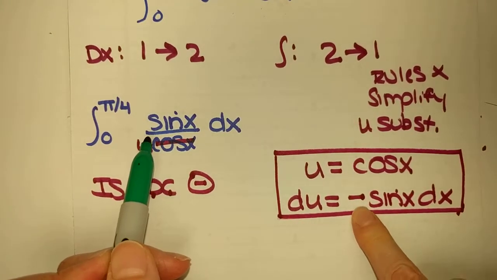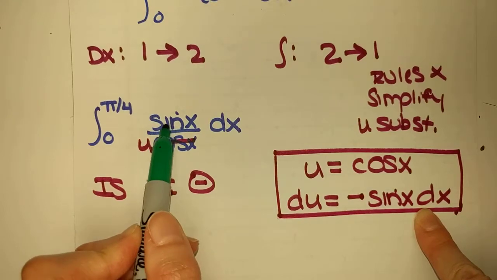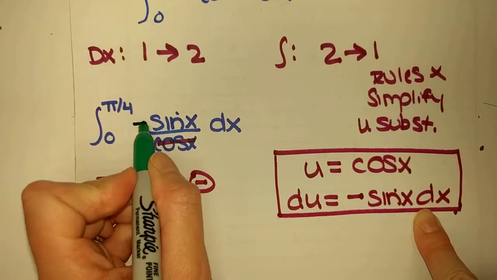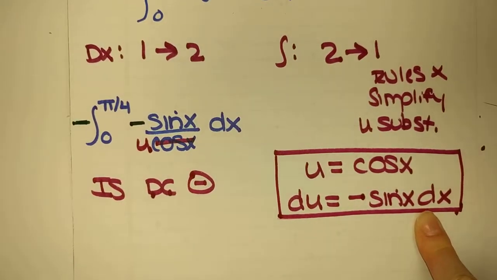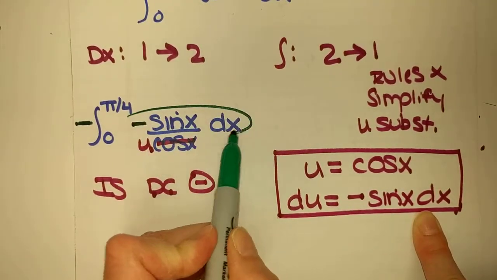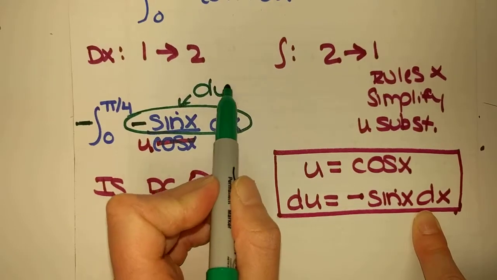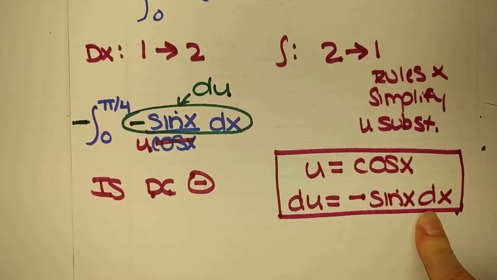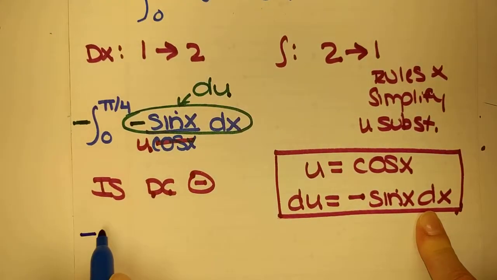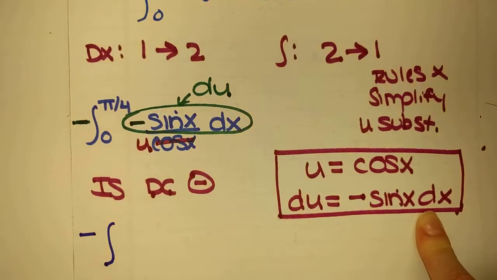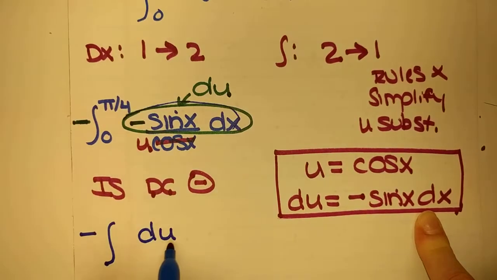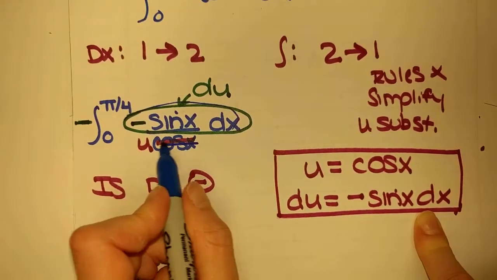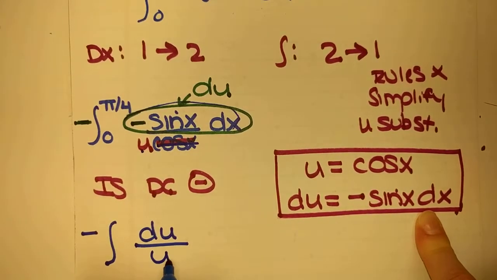So du is negative sine x. So we have the sine x, we have the dx, we need a negative. Now if I multiply in by a negative, I got to multiply on the outside by a negative. So then all of this will become my du. So when I rewrite this integral, I will have negative integral. We'll talk about the bounds in a moment here. The numerator is becoming du, and the denominator, all this cosine x stuff, becomes u.